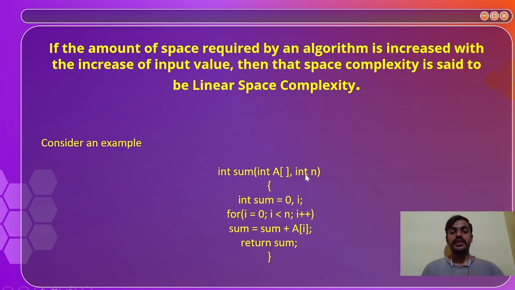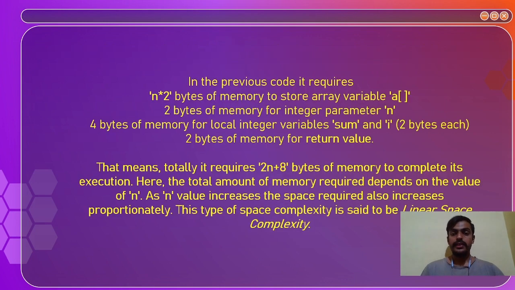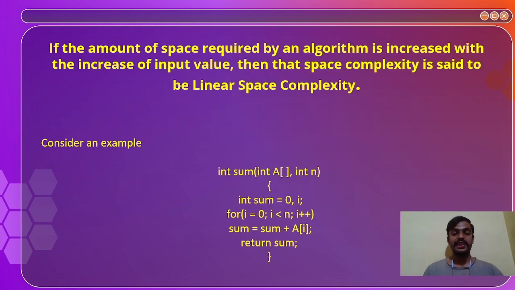Here n is related to the array. n is known as the number of elements stored in the array. So if I increase the number of elements in an array, the number of iterations will also increase. As per the number of iterations, the number of elements stored in the stack during execution will also increase. So as the PPT says, as the n value increases, the space complexity will also increase.